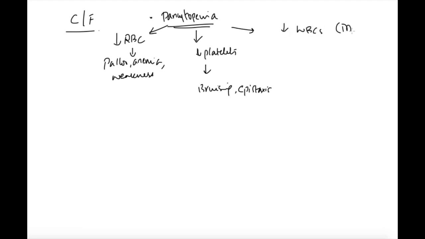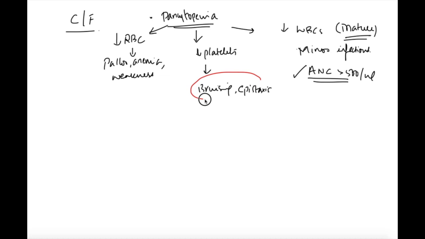What I mean are the mature WBCs, right? So they can have minor infections. Minor infection. What's the catch here? Why am I not saying major infections? See, what happens here is though your mature cell count is less, but your absolute neutrophil count will be more than 500 cells per microliter. So they will prevent the major infections. So they'll have some minor type of infections, okay. And the most important feature among this is the decreased platelets, that is thrombocytopenia. That is how most of them will present.